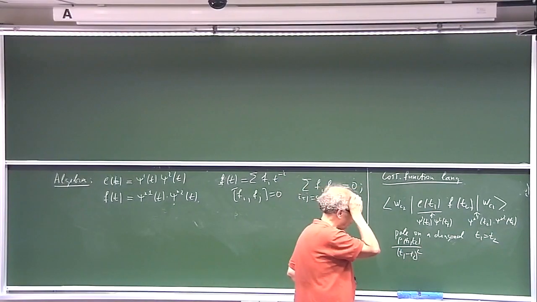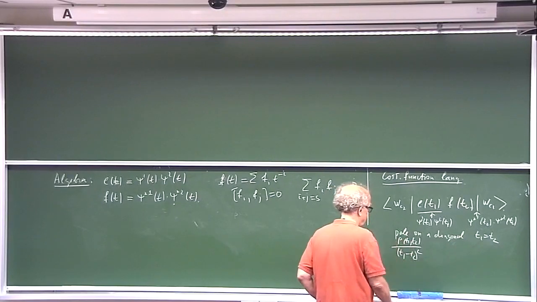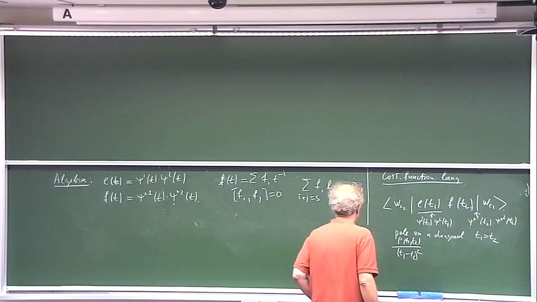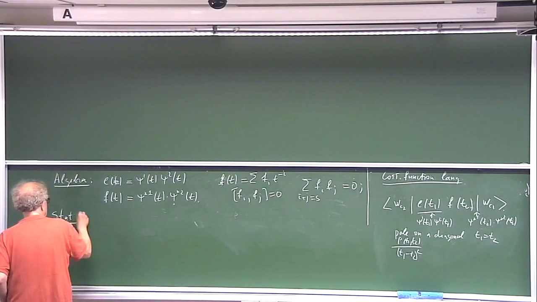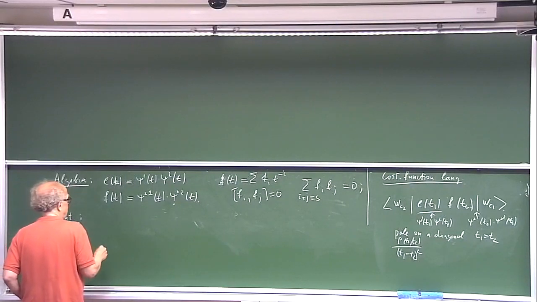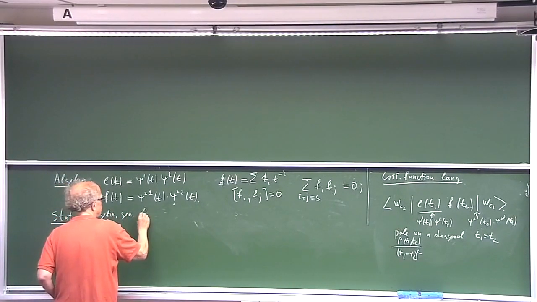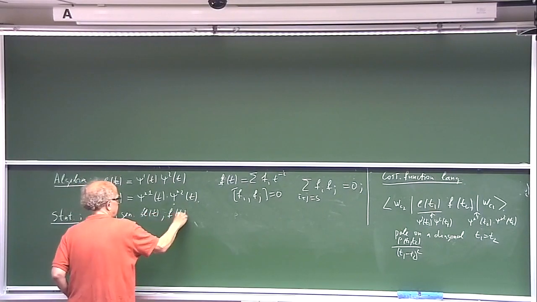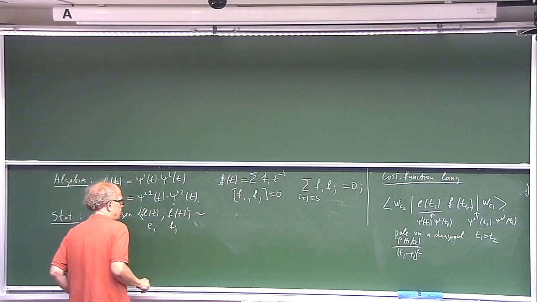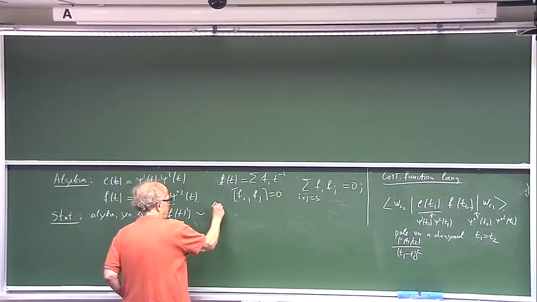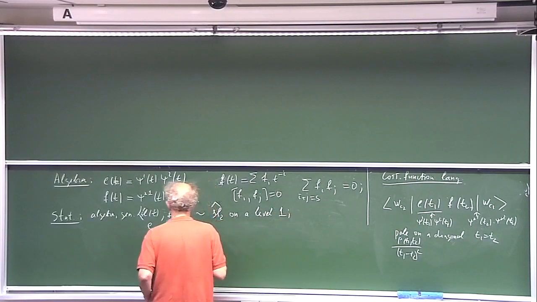This is easy to see from the fermions, but the statement is that the algebra generated by E(t) and F(t), or better to say by components E_i and F_j, is isomorphic to the algebra sl_2 hat on level 1. And what does it mean?